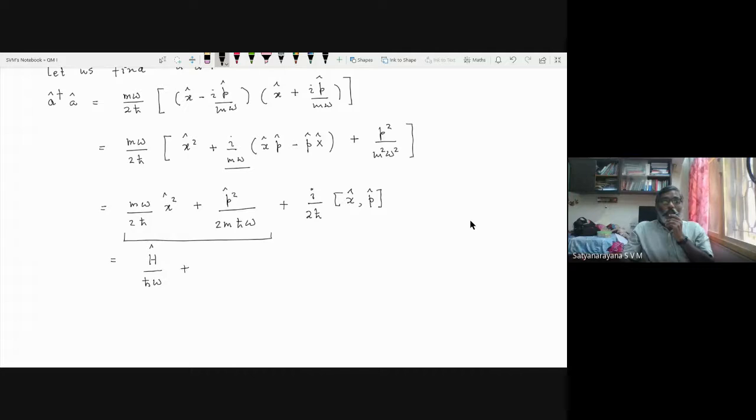and I by 2 H cross, and this is the commutator of X and P, and the commutator of X and P is basically equal to I H bar into an identity operator. So the h bar will cancel. I into I is minus one. So what is A dagger A? A dagger A is equal to the Hamiltonian divided by h cross omega minus half.